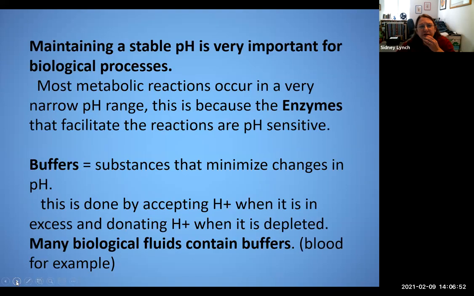And we're going to talk about how maintaining a stable pH is very important for biological processes. Enzymes that facilitate reactions are pH sensitive, so we're going to be talking about that when we talk about enzymes and how they work. Buffers are substances that minimize changes in pH, and they work by either pulling hydrogen ions out of solution when they're in excess or donating them when they're depleted. A lot of biological fluids actually contain buffers to help maintain your pH levels, and blood is an example of one of those fluids.